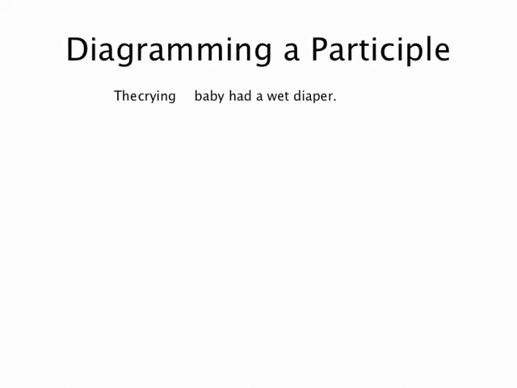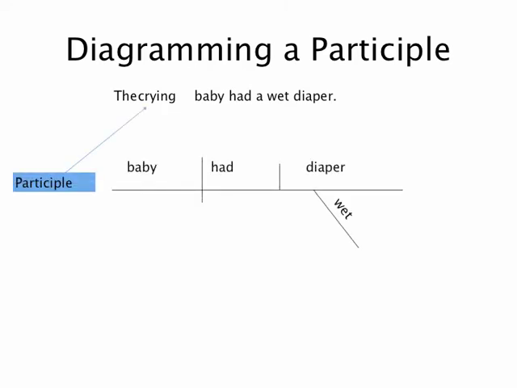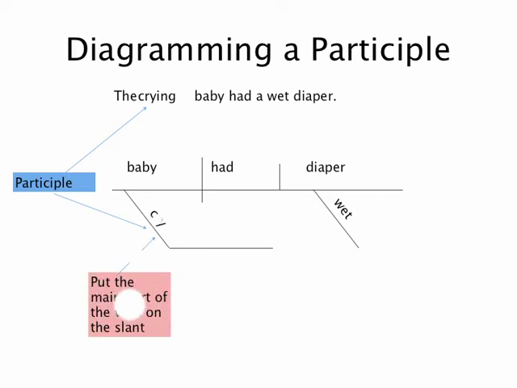So, diagramming a participle: the crying baby had a wet diaper. The participle is crying. So what we're going to do is create basically what looks like that prepositional phrase again, except we're going to put the main part of the verb on the slanted line and then put the -ing on the straight line. And this shows us that this is a participle.